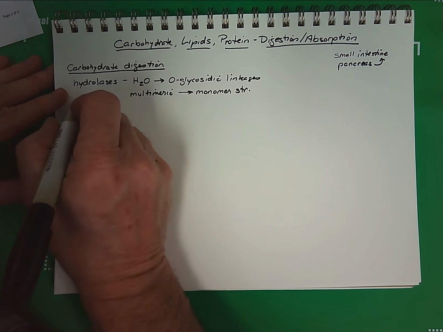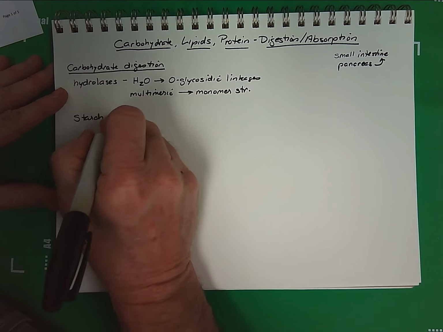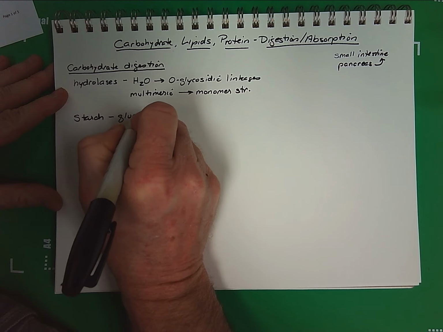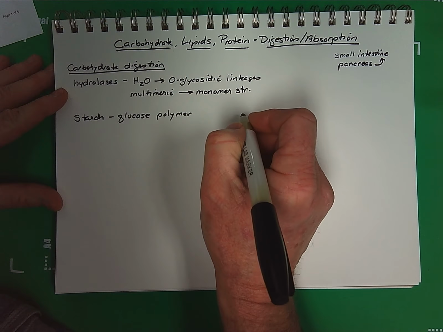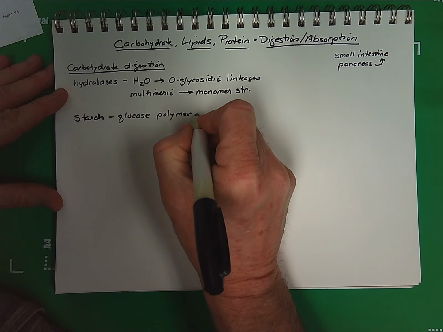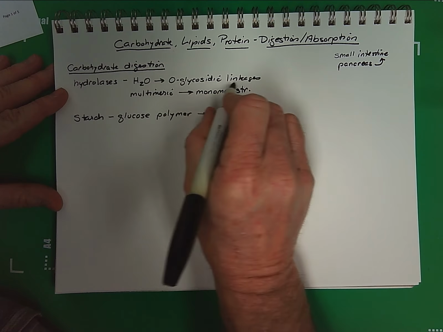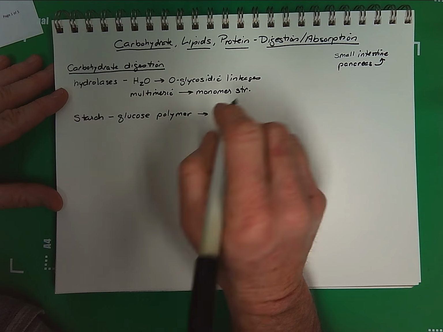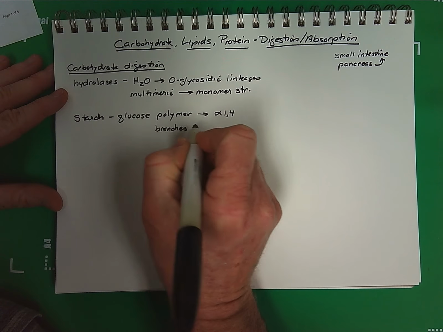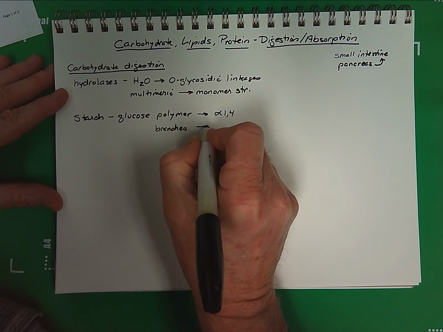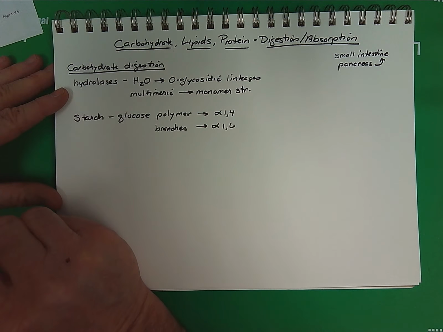For example, we talked about starch. Starch is a glucose polymer. And the monomers of glucose are linked together in alpha 1,4 O-glycosidic linkages. And also recall we have branches on the polymers, and these are connected by alpha 1,6 linkages.